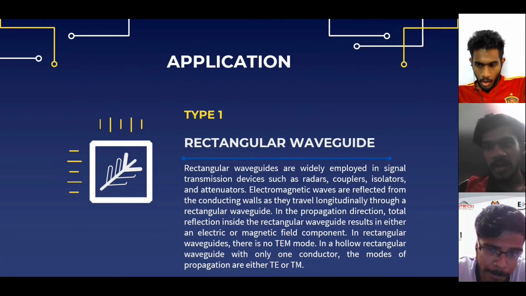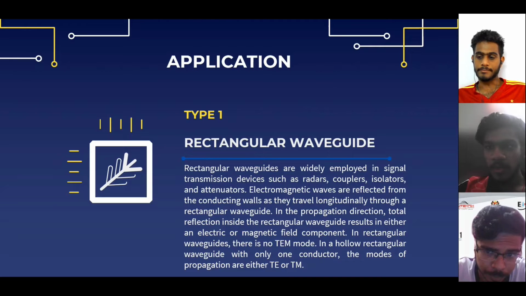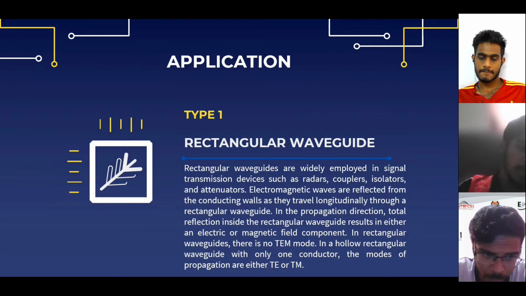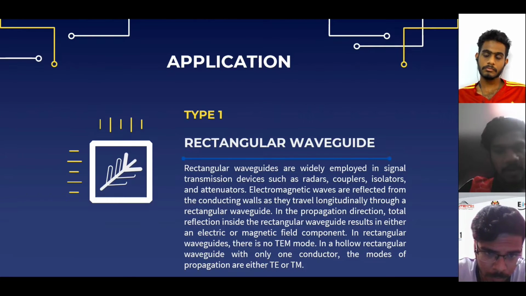A rectangular waveguide is a hollow metallic tube with a rectangular cross-section. The conducting walls of the waveguide confine the electromagnetic field and thereby guide the electromagnetic wave. The rectangular waveguide is basically characterized by its dimensions, length and breadth. Now we move on to the application of the rectangular waveguide.